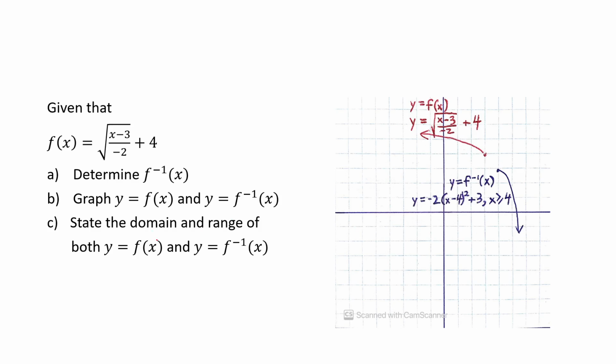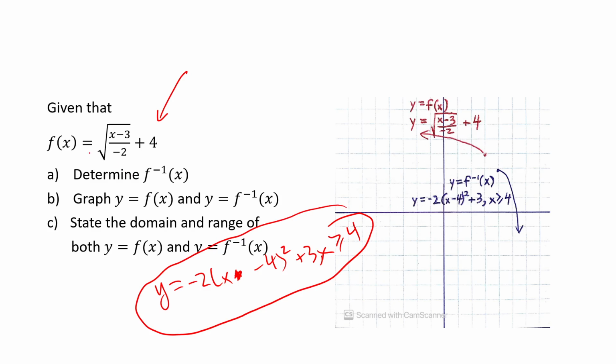Now, interestingly enough, perhaps, instead of trying to graph this and then graph its inverse, I actually find it easier to graph the inverse. I find it pretty easy to graph y equals negative 2 times x minus 4 quantity squared plus 3, x greater than or equal to 4. This, to me, is a pretty easy thing to graph in comparison to this. So I start by graphing the easier one, the inverse. Then I graph the inverse of the inverse, and interestingly enough, the inverse of the inverse is the original.